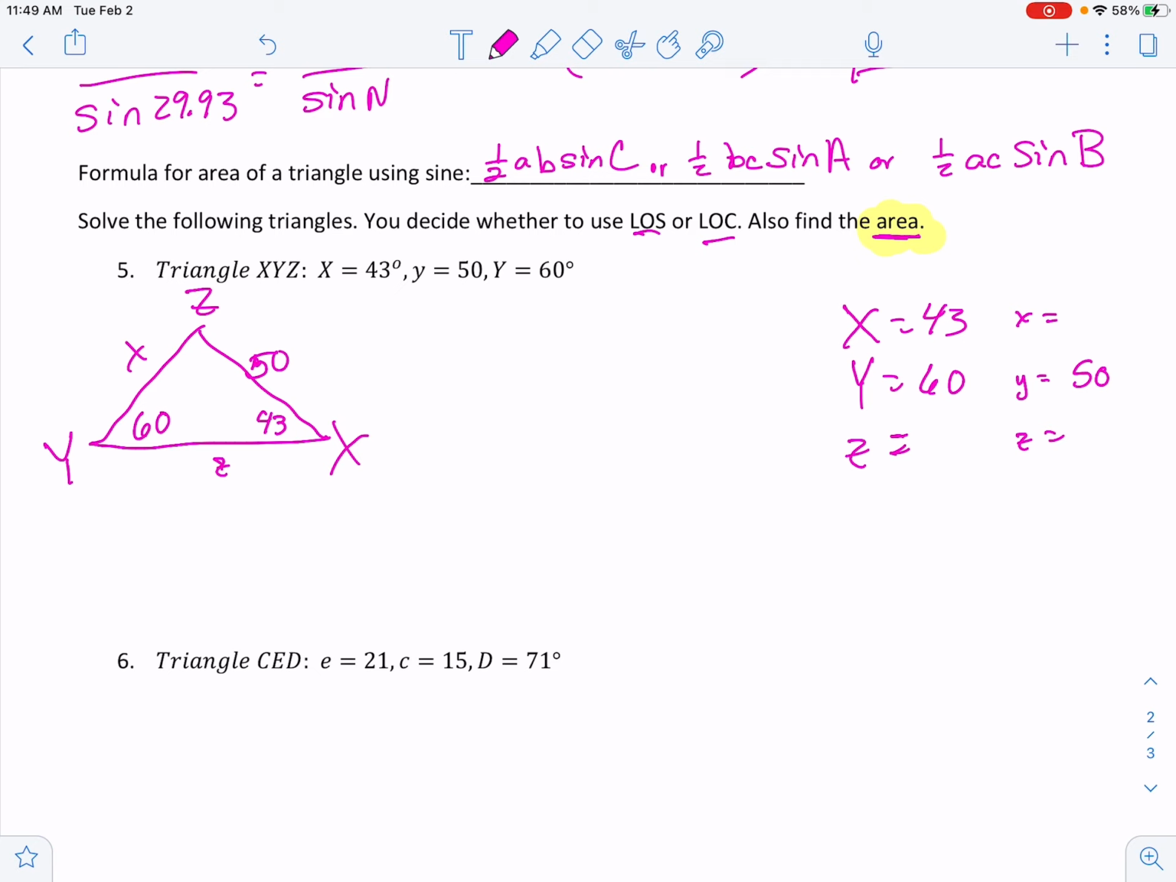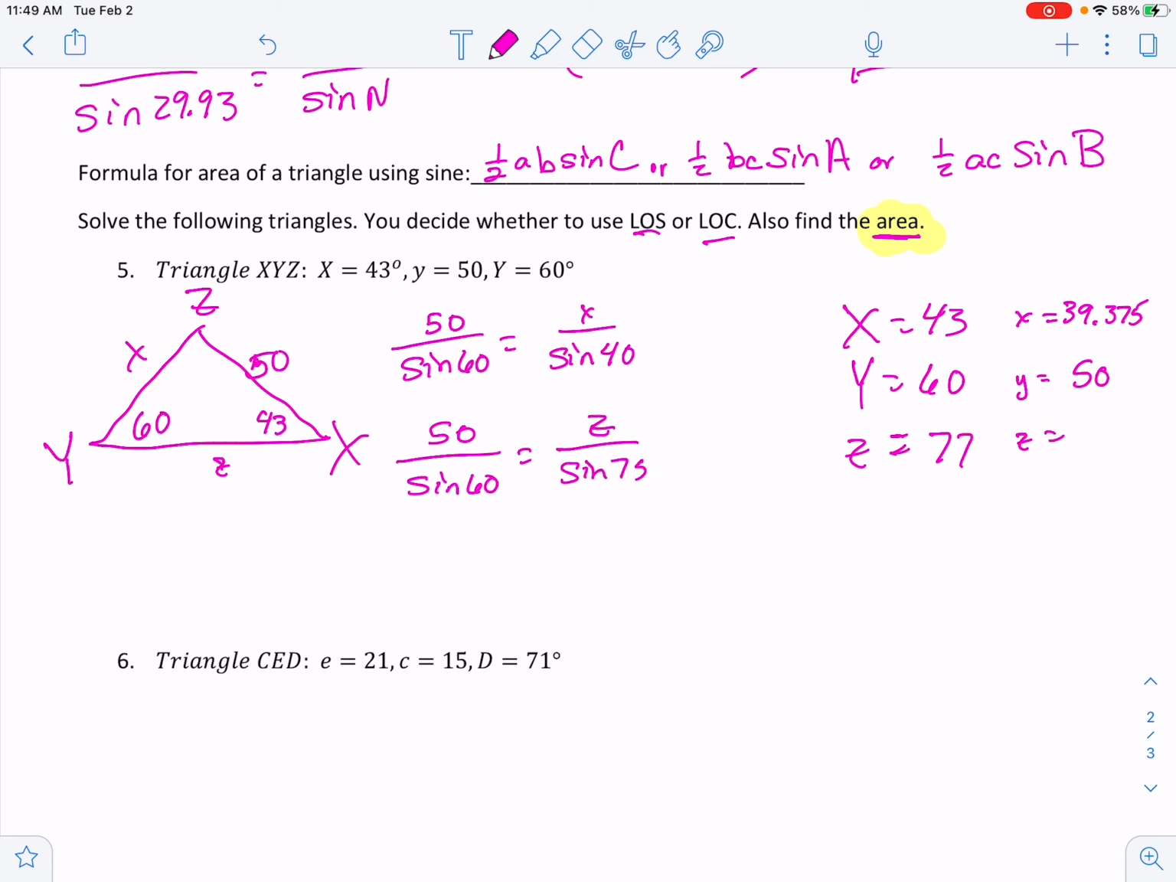Well, I have a side and an angle together, so I can use the law of sines. So 50 over the sine of 60 is equal to X over the sine of 40. You do the math, and I got 39.375. These I subtract from 180 and got 77. And I did this again. 50 over the sine of 60 equals Z over the sine of 77. Sorry, 77. And I got 56.25.